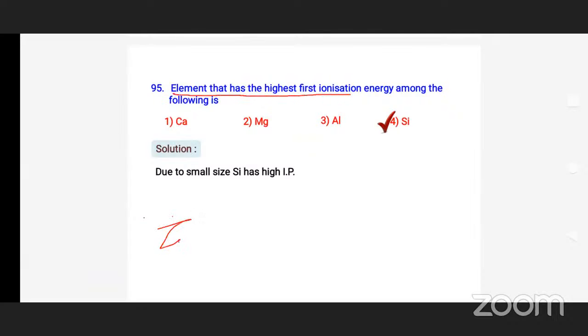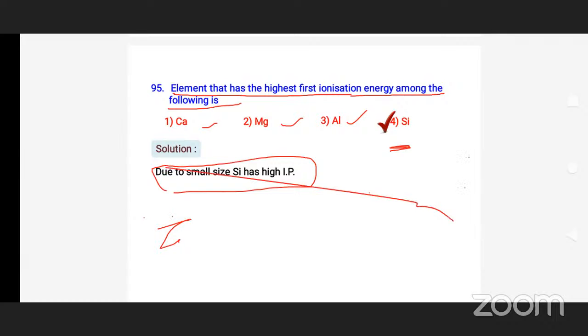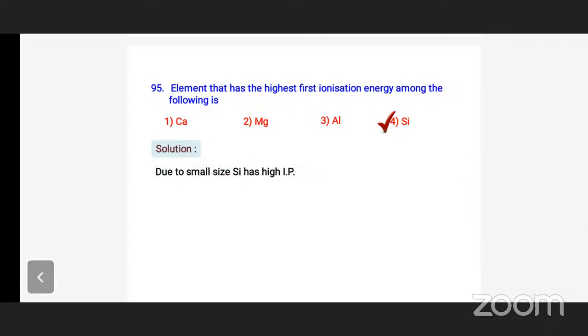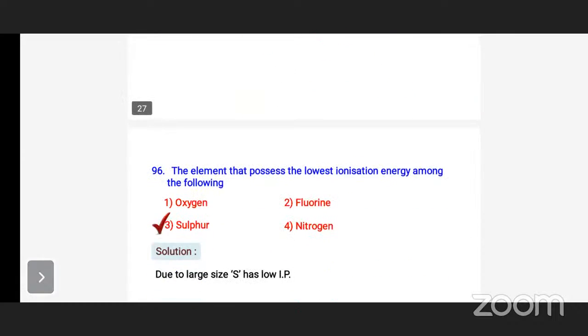The element that has the highest first ionization energy among the following: number one, calcium; magnesium; aluminium; silicon. Here the atomic numbers are 20, 12, 13, 14. Due to its small size, silicon has a high IP value. So the fourth one is the right option. Then next question.